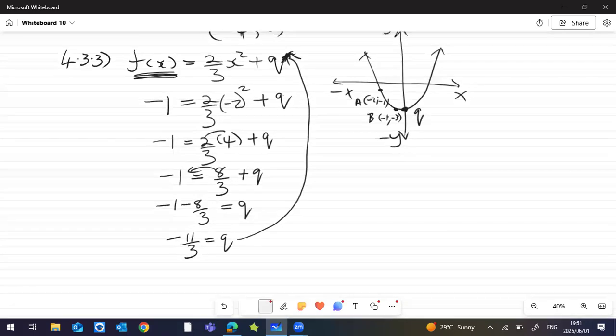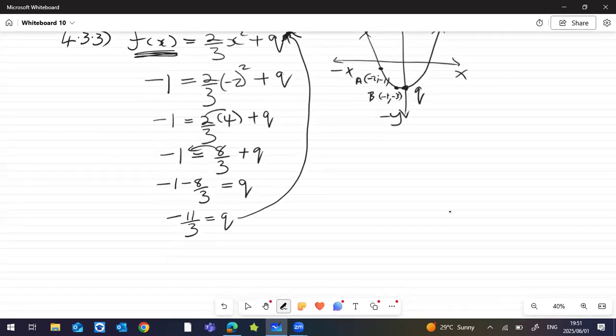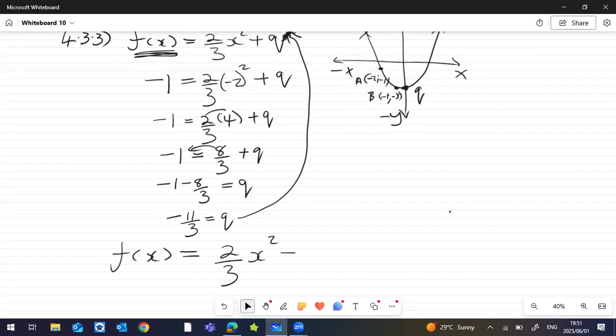What is the q value? Q value is minus 11 over 3. Therefore, f of x will then be equal to 2 over 3 x squared minus 11 over 3. Now remember, according to this question, I have found the function of the parabola. Now, let's look at the question.